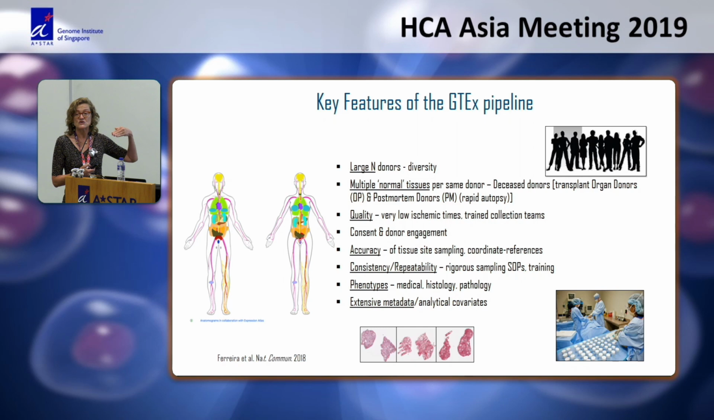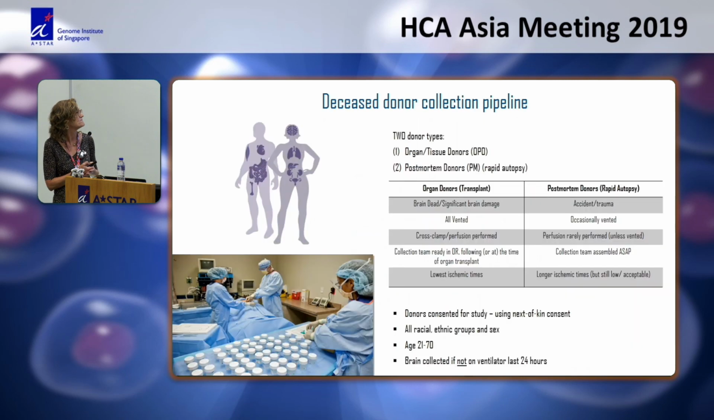One of the things we needed to do is you really want to sample the same tissue in the same way across the multiple donors. So we needed accuracy of the site of sampling and coordinate references. And we needed consistency and repeatability, so rigorous sampling and training and SOPs at the sites. In addition, we collected an extensive amount of metadata and clinical data, including phenotypes, medical, histology, pathology, and additional collection covariates and analytical metadata, which all become very, very valuable covariates in analysis.